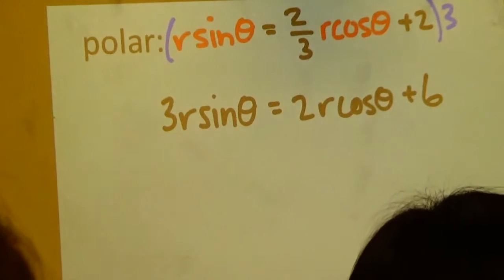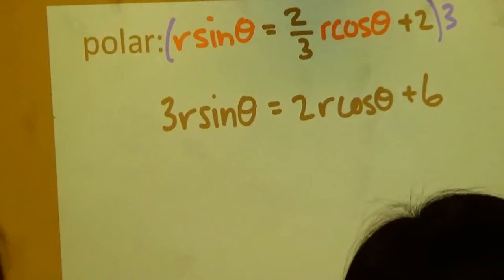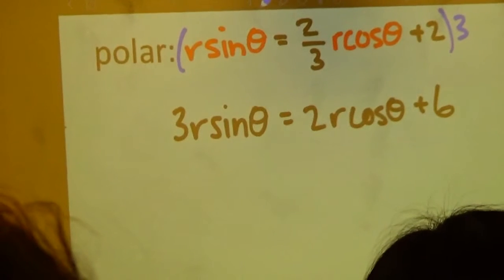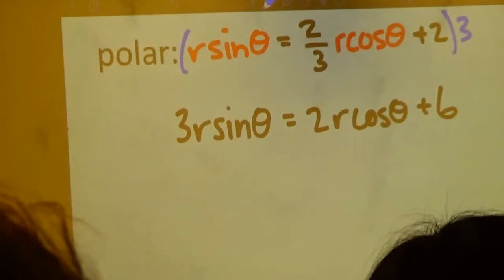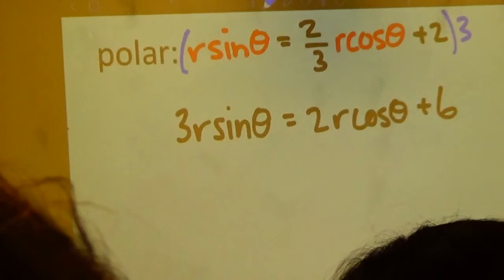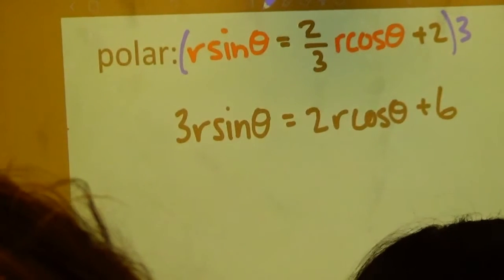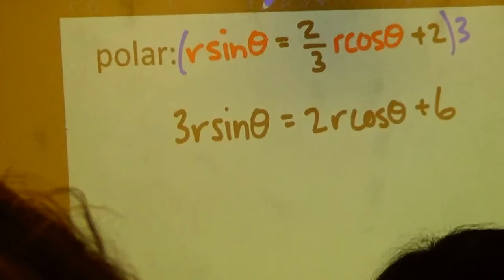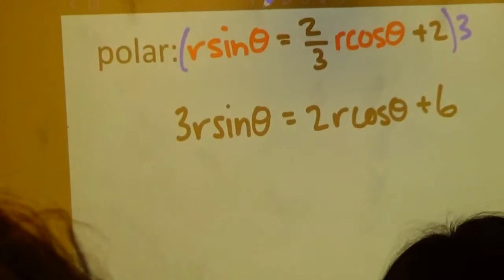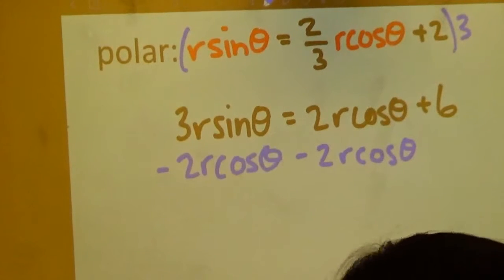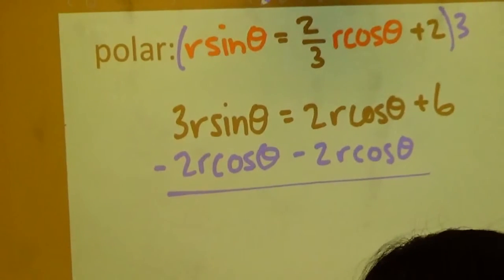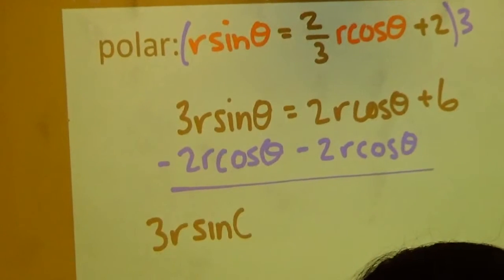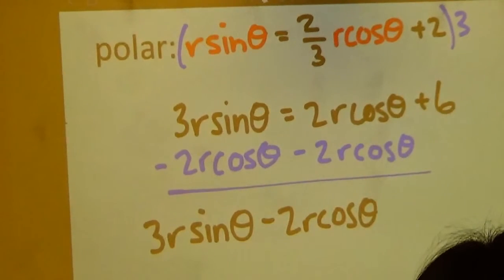What do I do now? I want to get R by itself. The R's are on different sides. How can you have one R if they're on different sides? Subtract from both sides. I'm subtracting 2r cosine theta from both sides. Then I have 3r sine theta minus 2r cosine theta equals 6.